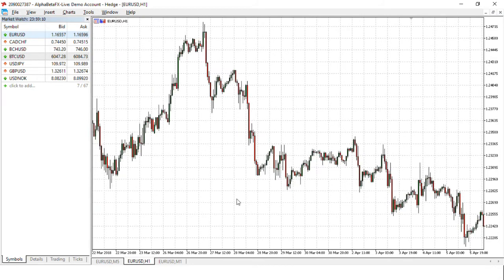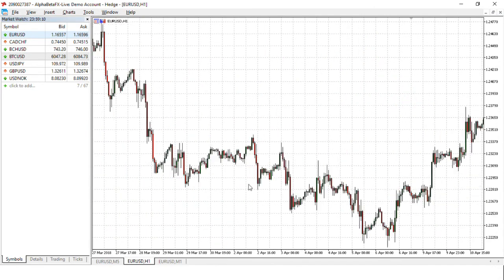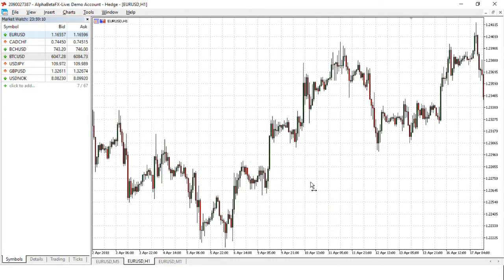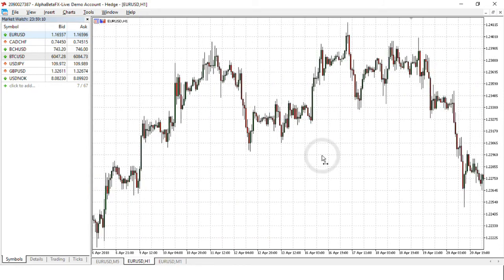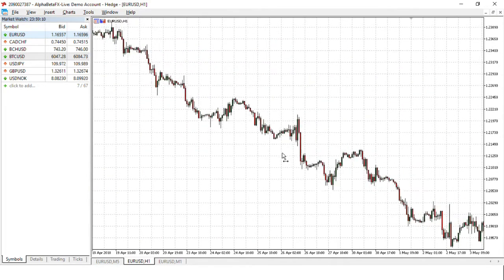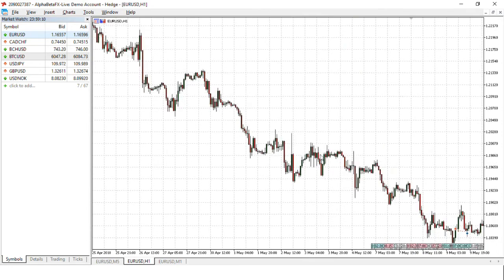So this is the pattern you need to find inside the market, and then you can start trading with these patterns. So this was the example of the reversal chart pattern.